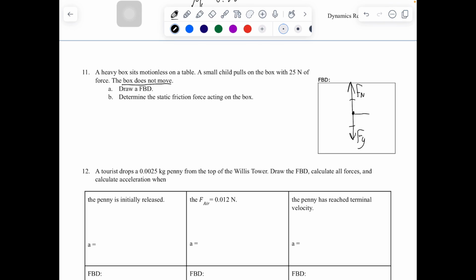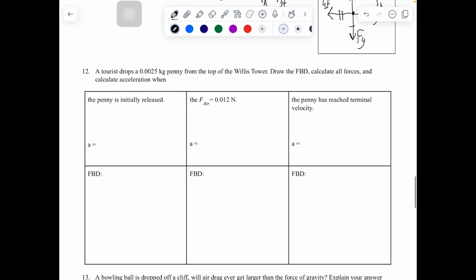Applied force, the child is pulling, box does not move. Again, we know that's balanced. It's not moving, so we'll say that this friction is static friction. Well, how big is static friction? It's just as big as the applied force, right? The applied force is equal to that force of static friction, 25 newtons. And that's it. Nice and simple.